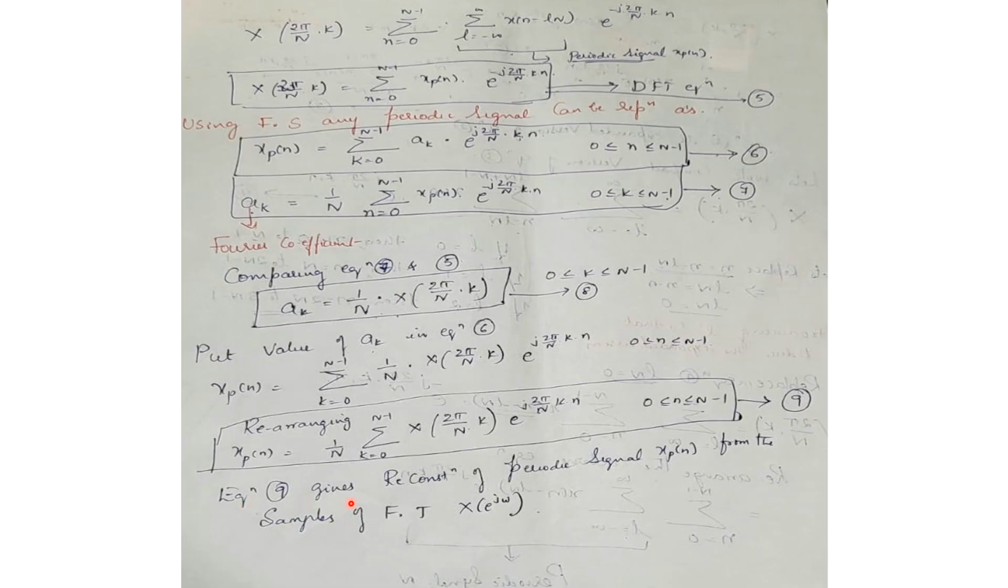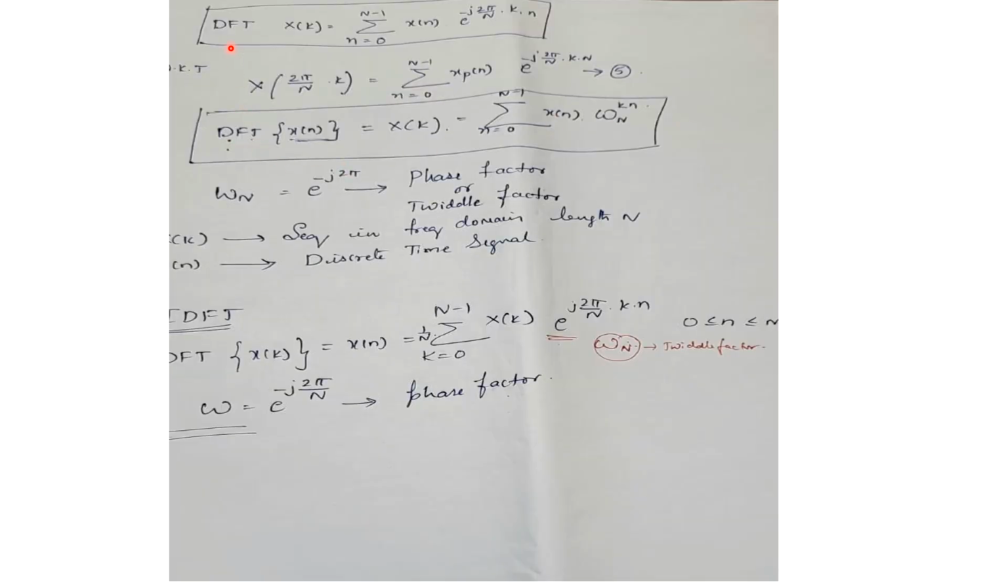Equation 9 gives the reconstruction of a periodic signal xp of n from the samples of Fourier transform. At the starting of the derivation, I told you we are performing a sampling of Fourier transform to get the discrete Fourier transform. So now after getting the discrete Fourier transform in equation 5, again we are reconstructing the signal into the periodic signal. That is xp of n equal to the reconstruction of the signal using the Fourier series. Then you will get the equation. This equation is considered as the IDFT.